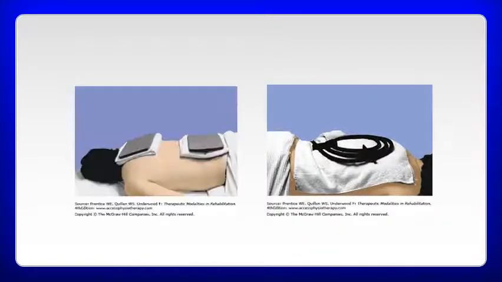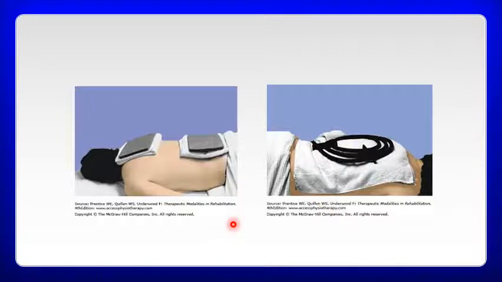So these are examples of the capacitance technique. You have two different examples here. This one is using what are called airspace plates, and this one is using a coiled technique. You see that these are being placed directly on the body part. Again, these are both forms of capacitance.